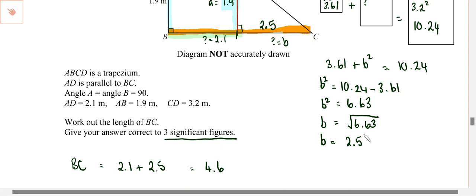What is the actual square root of 6.63? 2.574. Okay, so actually I should have 2.574, which would make it 4.674, which would then allow me to write 4.67 with my 3 significant figures. So big thing, don't round too early. All right, we should write that down.